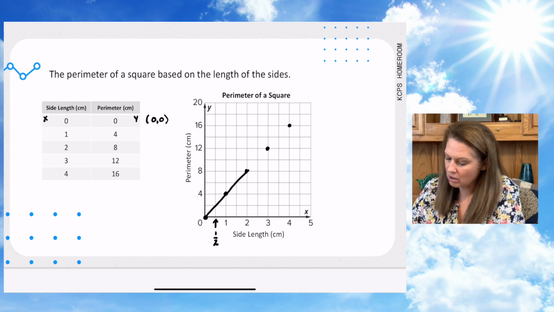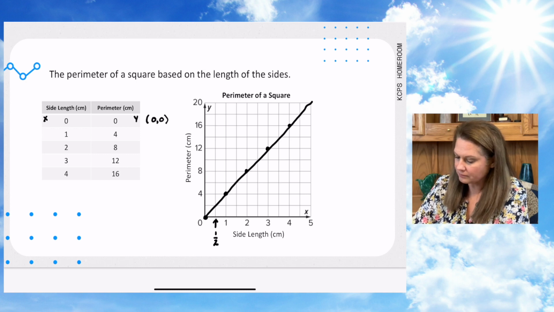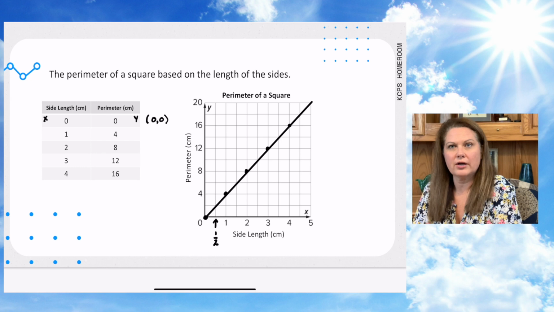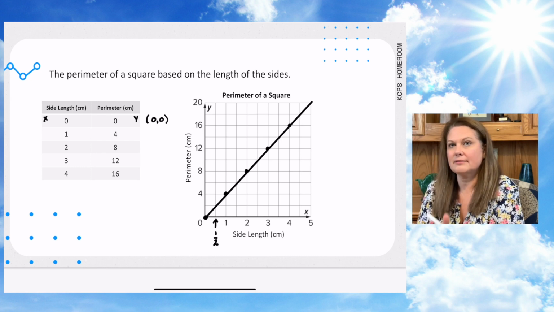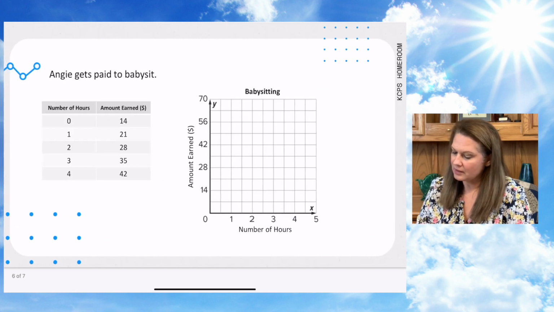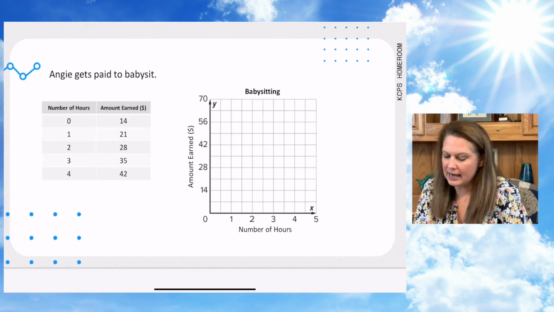Always go ahead and draw your line and make sure it's straight. Our two characteristics: starting at 0, 0 in a straight line. We're good to go, so this graph is proportional. So let's take a look at Angie.